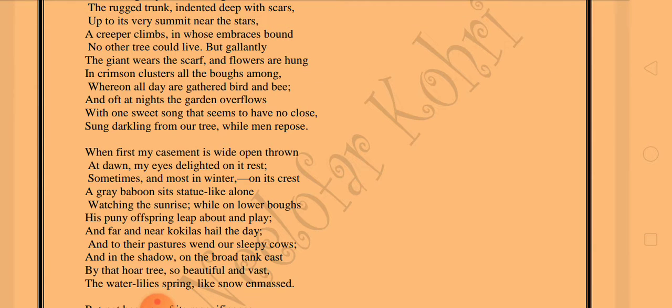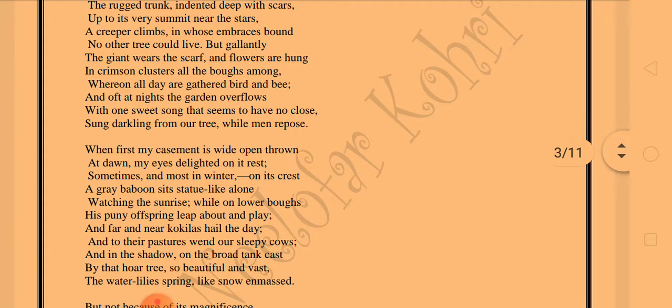Whereon all day are gathered bird and bee, which is actually the destination of birds and bees. And oft at nights the garden overflows with one sweet song that seems to have no close. And often in the night times the garden seems to overflow. There is some kind of music of the tree, maybe the rustling sound of the tree leaves, or maybe sounds coming from outside. But there is one song that seems to have no close, sung darkling from our tree.